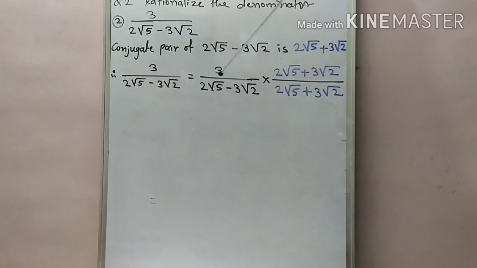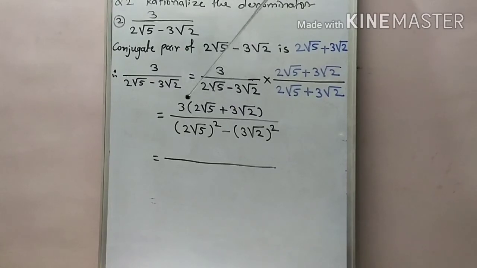Now do the same: take the product of the numerator and similarly the product of the denominator. In the denominator we get the identity a minus b, a plus b, so the answer is a square minus b square. Understood? Now multiply the 3 with each term of the rational numbers, and do the squares of these numbers and the subtraction. You can directly write the expansion as a square minus b square here.